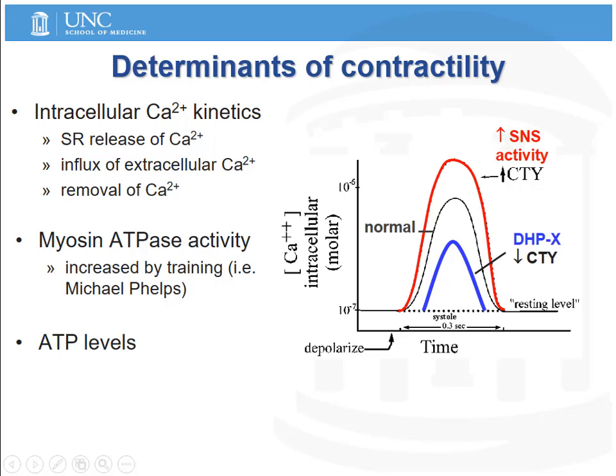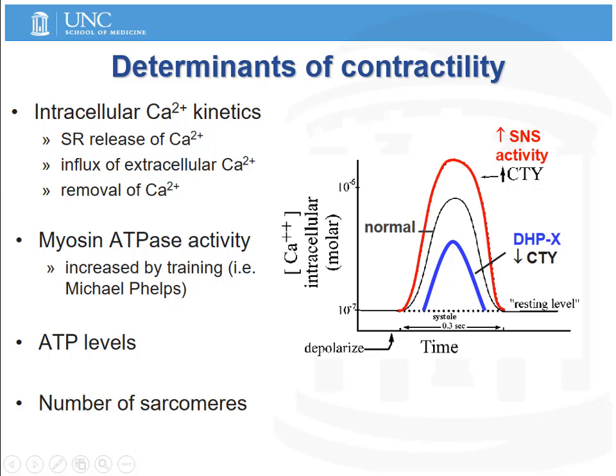ATP levels also affect the contractility of the heart. So for example, when the heart is ischemic, that will lead to decreased ATP and ultimately decreases in contractility because there's no ATP available for the normal functioning of myosin. And finally, the number of functional sarcomeres can determine contractility. So a heart muscle can either hypertrophy or atrophy depending on its activity.